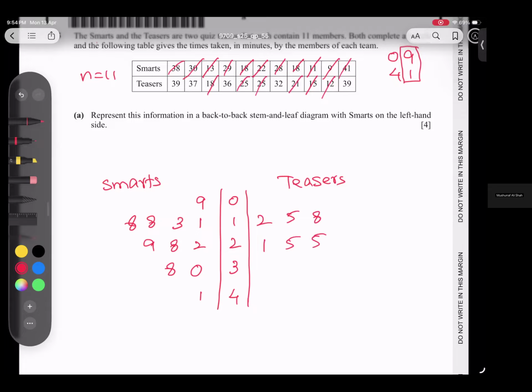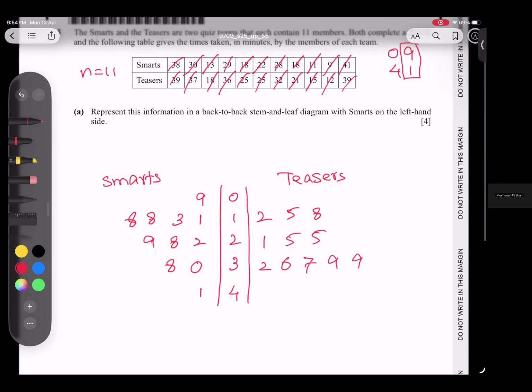And afterwards, we have a 32. Okay, I'm writing 2 here. 36. So I'm writing 6 here. 37, 7, and then 9 two times, because I can see 39. Okay, clear. I must write the key.